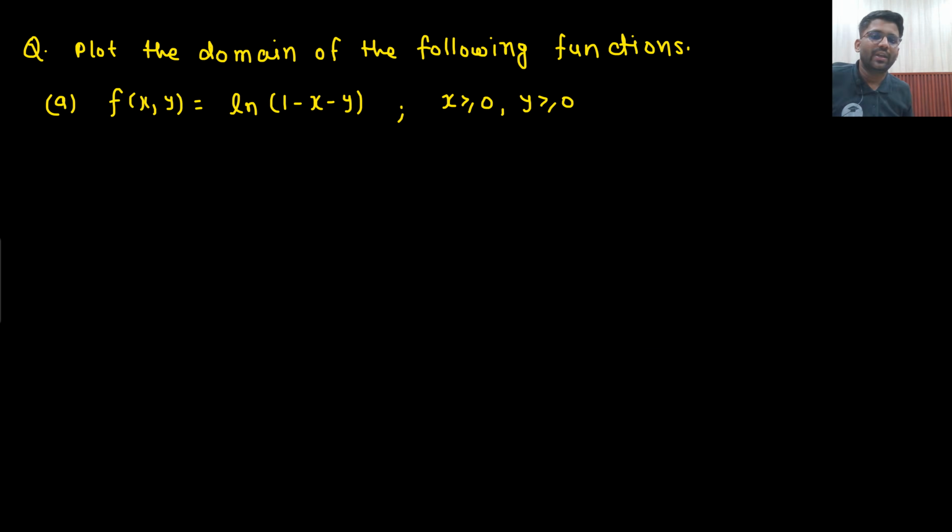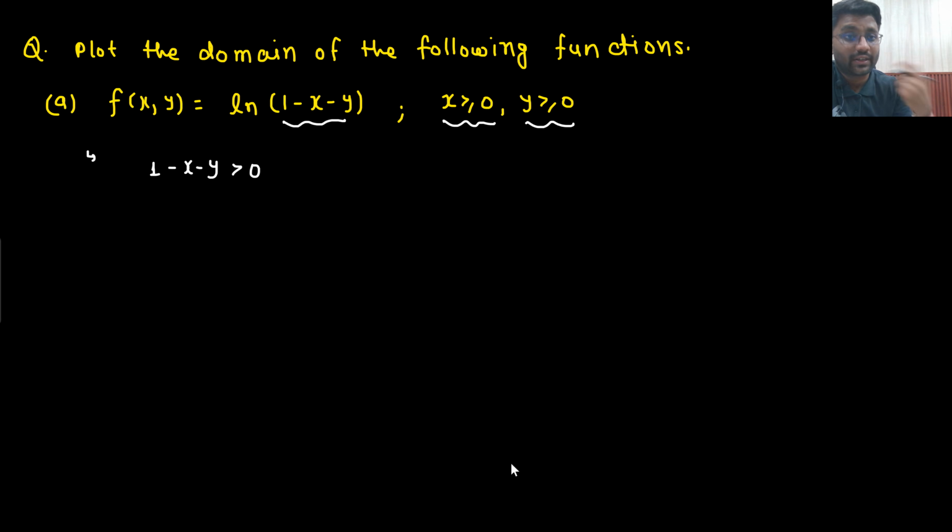Let's plot the domain of the following functions. First of all, let me know, is it a function of two variables? Yes sir, it is a function of variables x and y. We need to plot the domain. First of all, they are saying that x is greater than 0, y is greater than 0. Along with that, we also know one thing, that whatever is written inside ln has to be greater than 0. Not greater than or equal to 0, it has to be greater than 0.